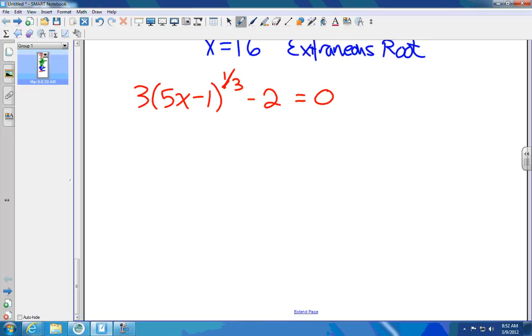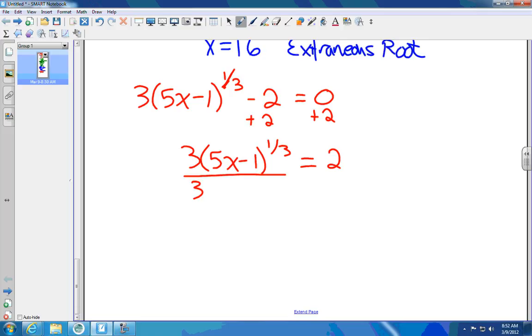What do we do first? Add 2. Add the 2 first. So we have 3 times (5x minus 1) to the 1/3 equals 2. Divide both sides by 3 to get rid of that. So we have (5x minus 1) to the 1/3 equals 2/3.